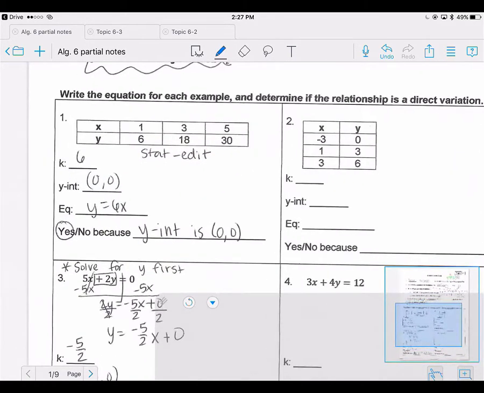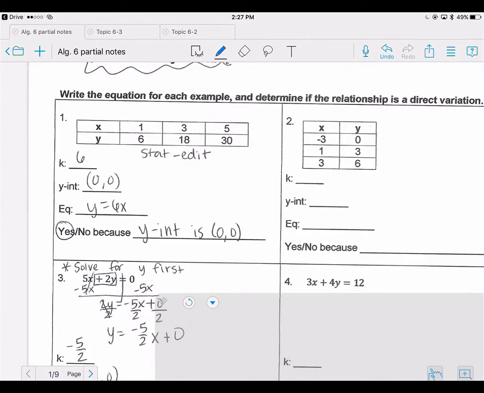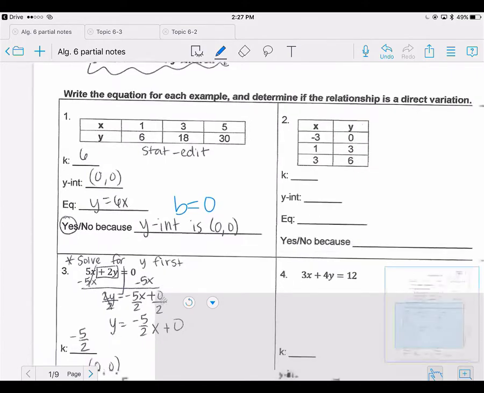So problem 1 has been done for you. We have a table, so like I said, anytime you have 2 points or a table, you are immediately going to go to stat edit. When I did this, I got an m or a k value of 6. My y-intercept or my b value was 0. My equation is just y equals 6x. So this is an example of direct variation because my y-intercept is (0, 0). You could also say because b equals 0.